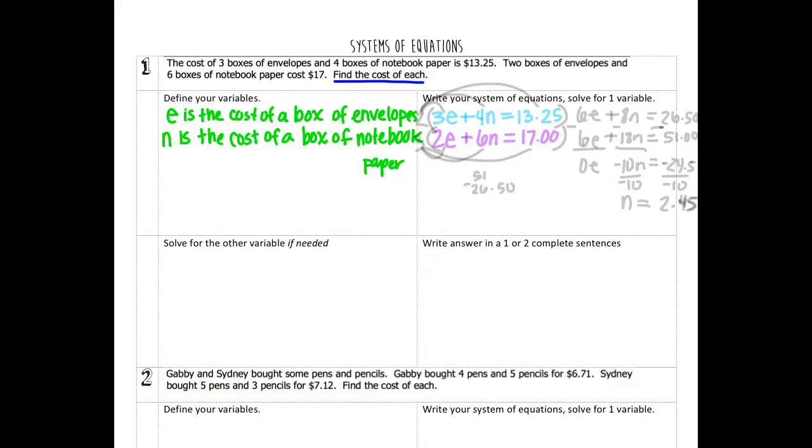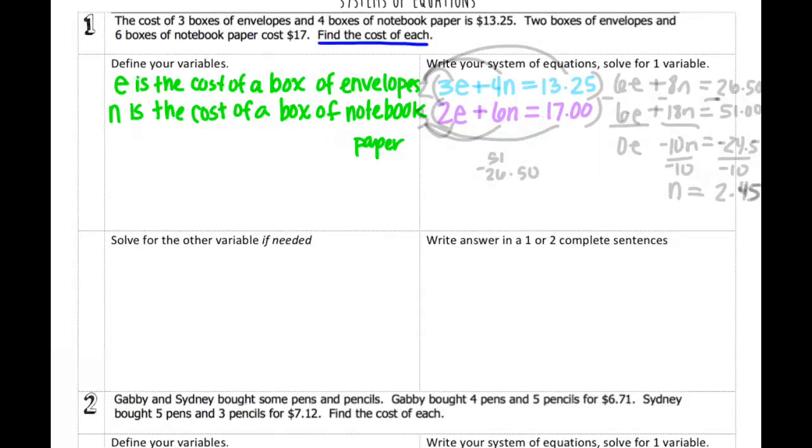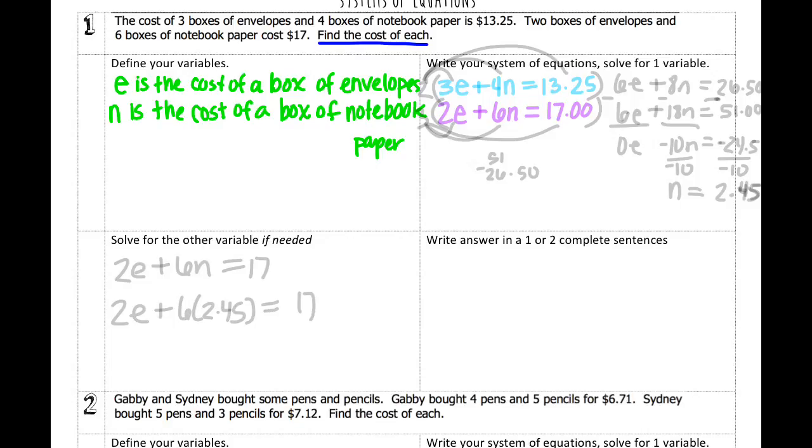Okay, so I have 2 options. I would probably think that you would choose the second one because there's no decimal there. So I have 2e plus 6n equals $17. And we know that the notebook costs $2.45. So I'd write 2e plus 6 times $2.45 equals $17. Now I know you have a calculator on your phone. I suggest you use it. 6 times $2.45 gives me 2e plus 14.70 equals $17. I would subtract this 14.70 from each side.